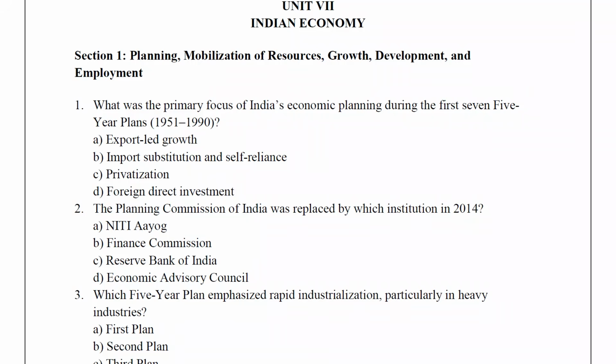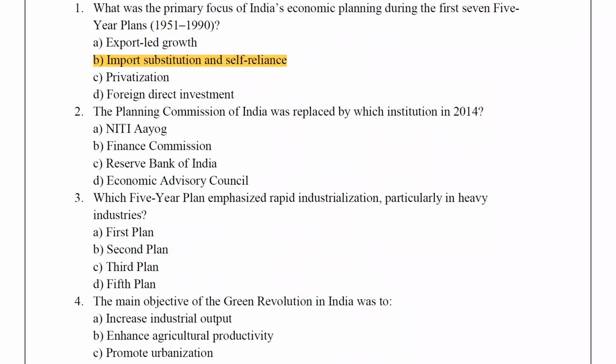First question. What was the primary focus of India's economic planning during the first 7 5-year plans? That is 1951 to 1990. The answer is import substitution and self-reliance. The Planning Commission of India was replaced by which institution in 2014?